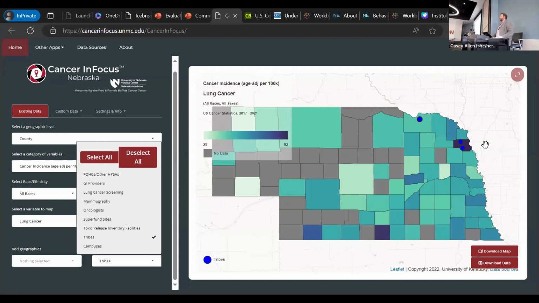Yes, all right. Are you able to filter by congressional district so that different policy and advocacy efforts can use this map for advocacy? That's a great question.